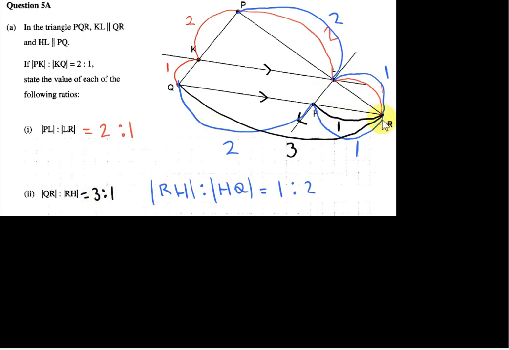So if we take the distance of R to H as being 1 unit, then the distance of R to Q will be 3 units. See, this is 1 unit, say. Then this will be 2 units. So 1 plus 2 gives us 3 units.